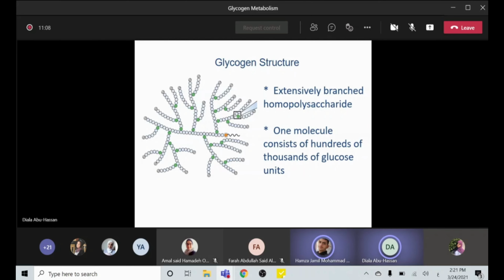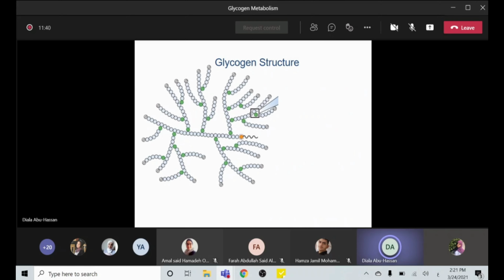Yes, because at these ends, the anomeric carbon is connected with the carbon number 4 of the previous residue, and the carbon that is free at the end is actually number 4 rather than number 1. That's why we consider it a non-reducing end. Okay, excellent.